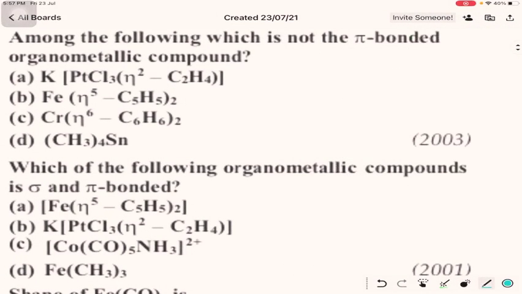Hi everyone. So today we will be discussing coordination chemistry, bonding and coordination chemistry, and these questions were asked in previous NEET exams. So let's start.